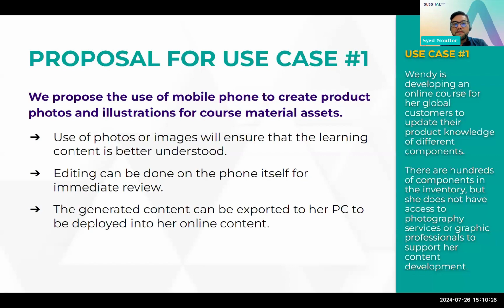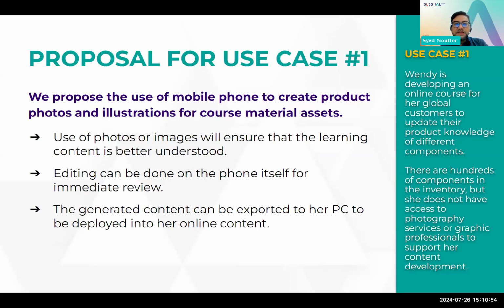And why mobile phone? Having a mobile device, which I think all of us have access to at least one, will allow the content to be immediately reviewed. So if you're taking a photo, you can make an immediate assessment if you need another photo or it can be improved further. So you don't have to go through that cycle of going back to the office, editing and realizing that, oh no, this is not good enough.